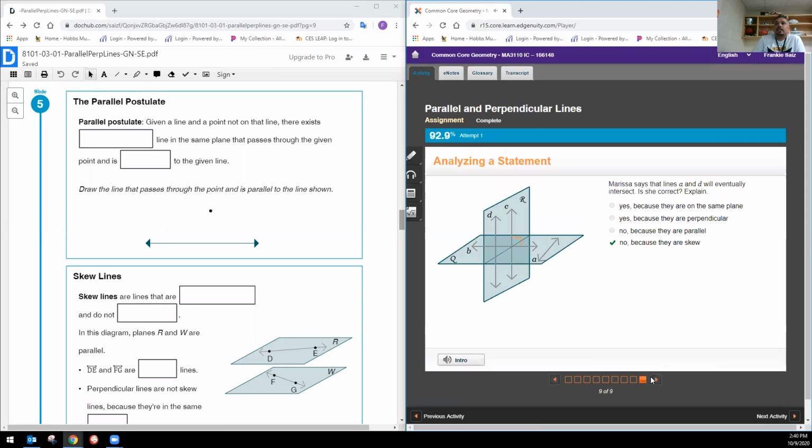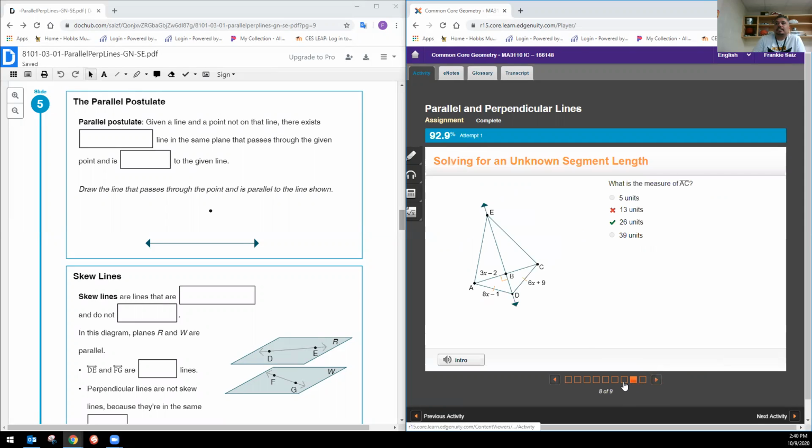I got a 92, and the reason I got the 92 is because I made that mistake right there, guys. Add those together. It's this length plus that length, and you'll be just fine. So there's that for us right there.